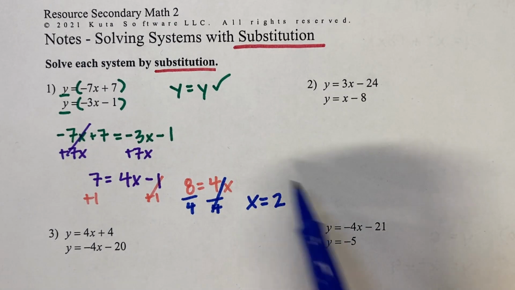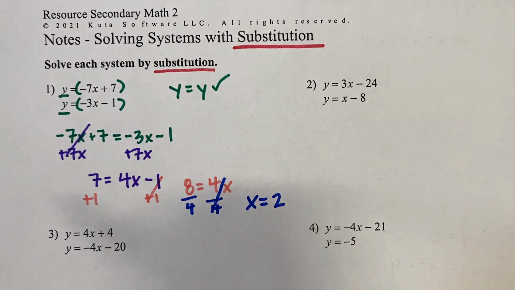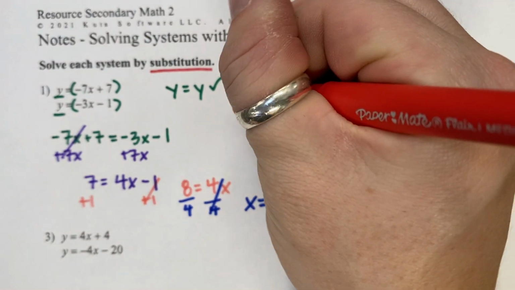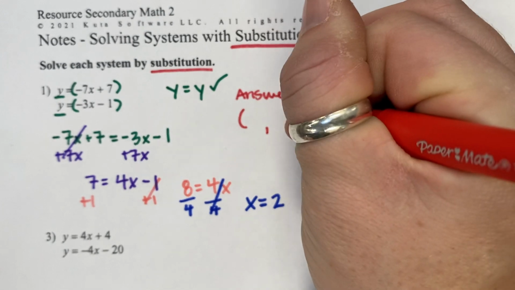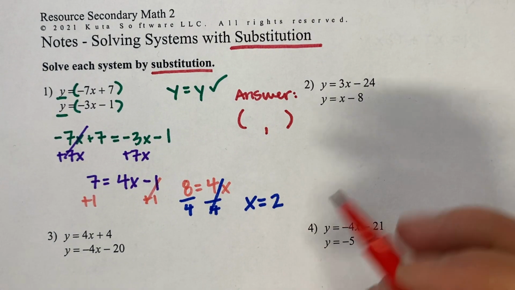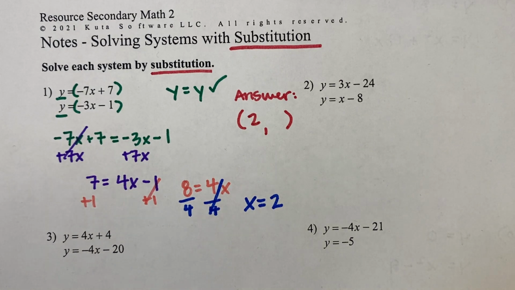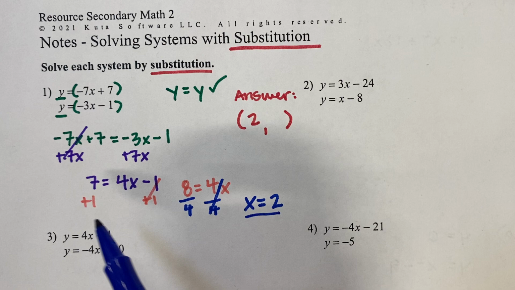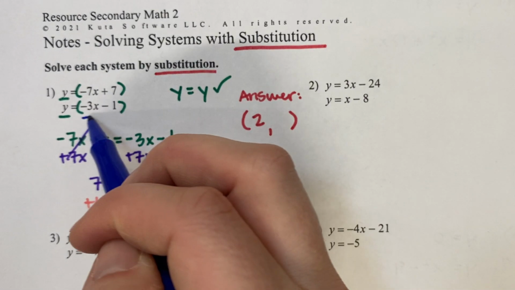Now, remember, this is not our whole answer because we also need to know what y is. Our final answer should be a coordinate point, x comma y. We know the x part. We found that. That's 2. But now we need the y part. So I'm going to take this 2 and plug it into just one of these equations. I can't really tell which one's easier to plug in, so I'm just going to plug it in right there.